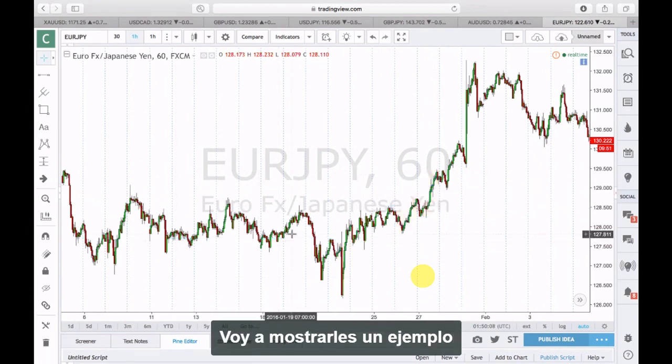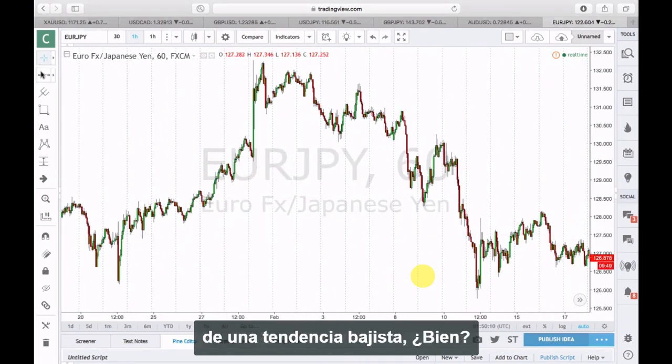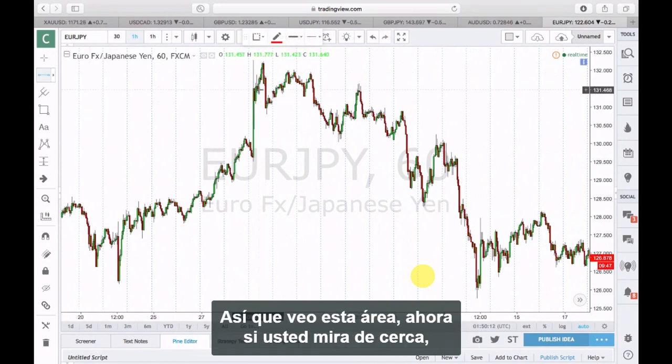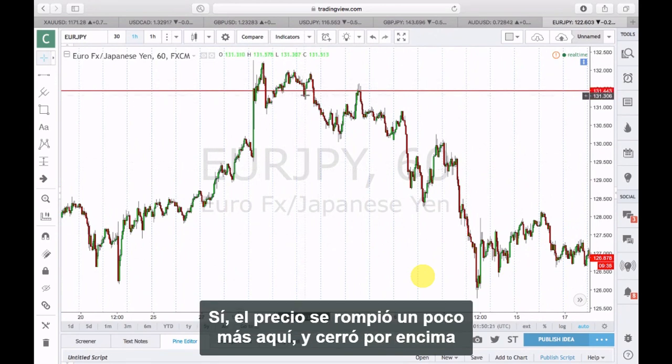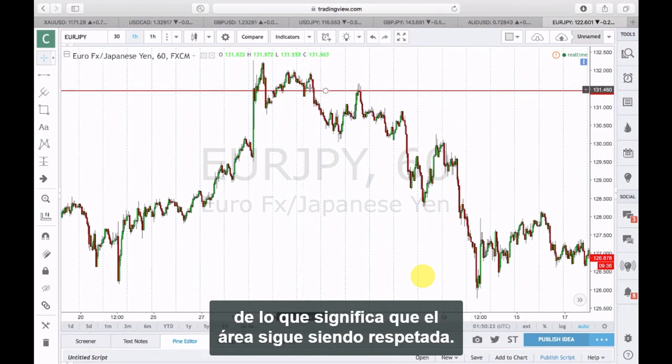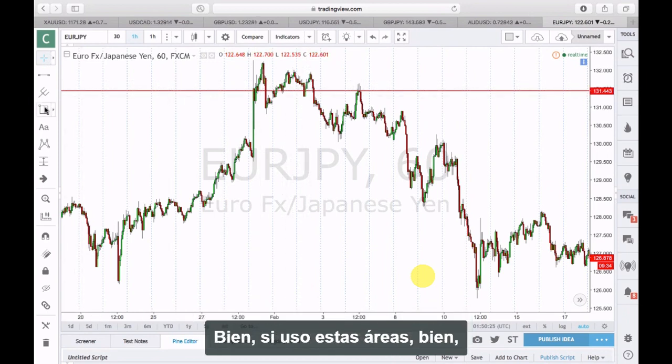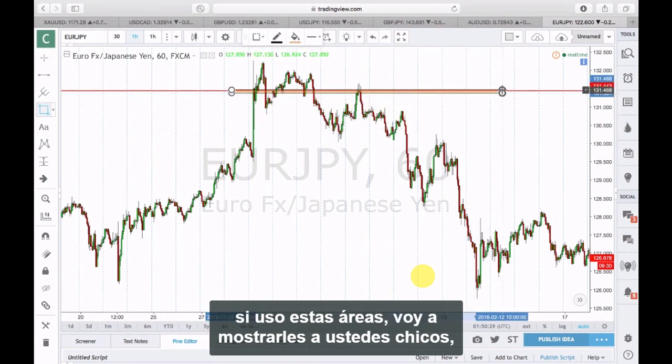Okay, I'm going to show you guys an example on a downtrend. All right, so I see this area. Now, if you look closely, you have an area of support. Yes, price did break a little bit over here and it closed above it. That means that area was still respected. If I utilize these zones, I'm going to show you guys.